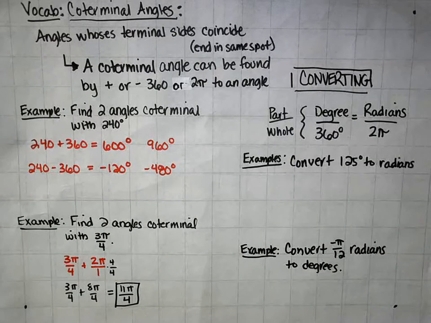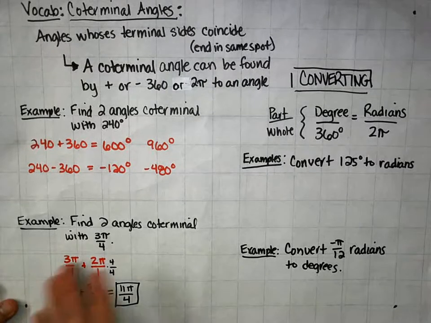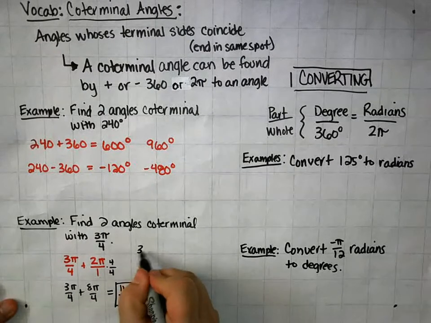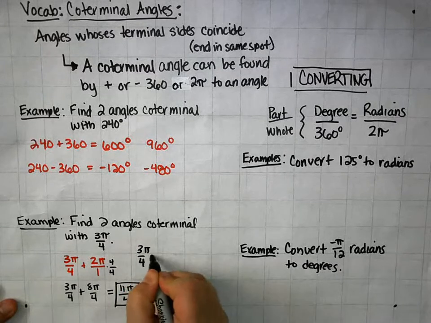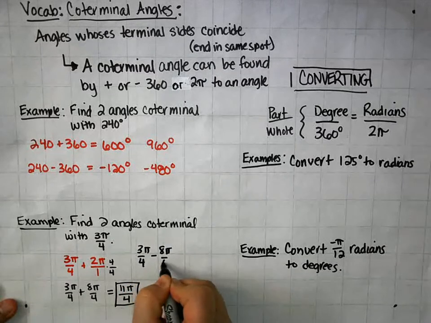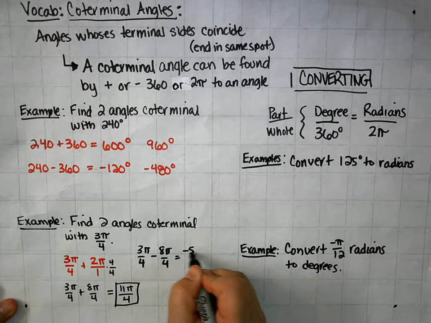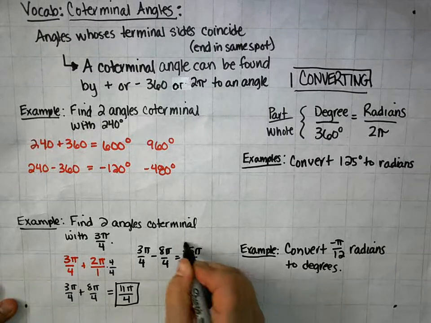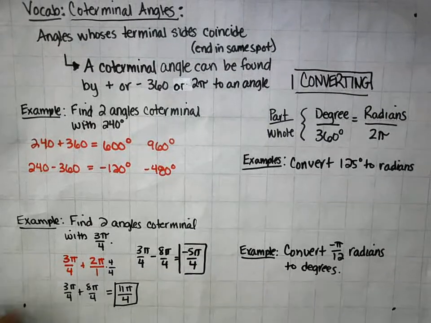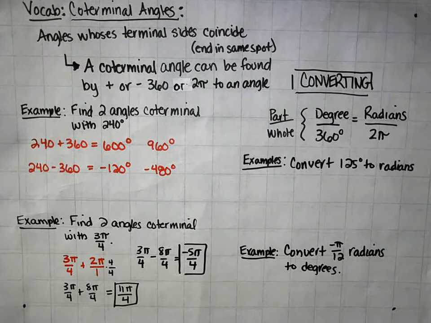Okay? I also need to find another angle, so I'm going to subtract 2 pi. So I would have the same problem, 3 pi over 4. This time I'm going to subtract 8 pi over 4, and I would end up with negative 5 pi over 4. Again, with radians, you could continue to add or subtract 2 pi multiple times depending on how many coterminal angles you were looking for.